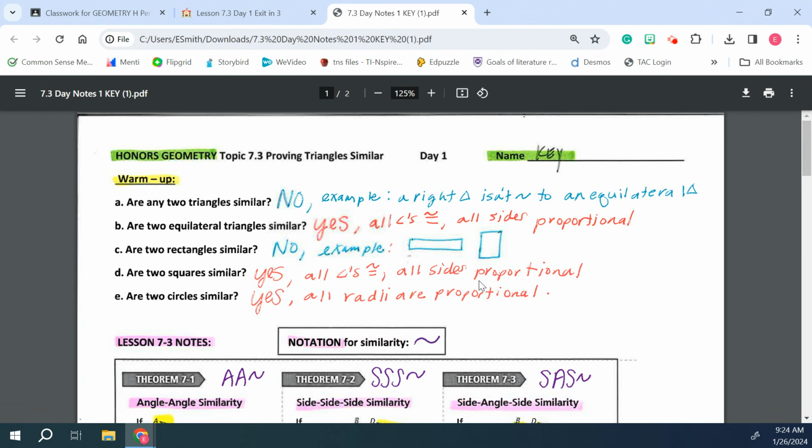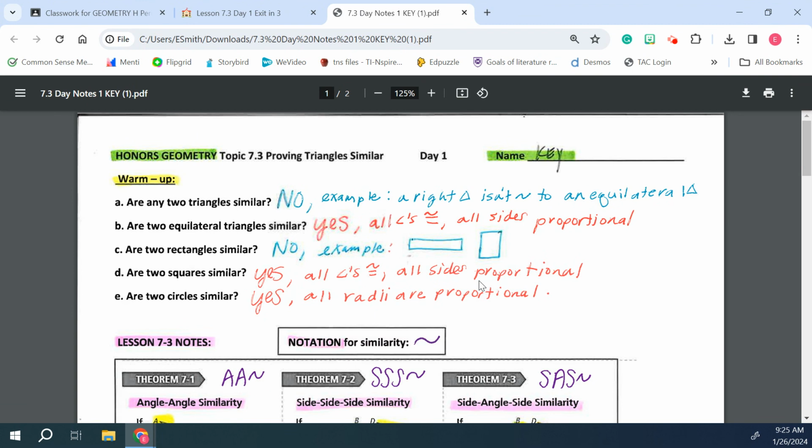All right, so looking at the first one, are two triangles similar? No, right? Not always. So an example could be a right triangle isn't similar to an equilateral triangle, right? Obtuse wouldn't necessarily be similar to an acute triangle, things of that nature, okay?